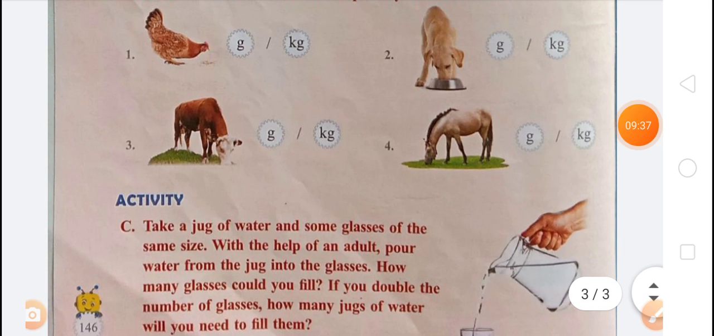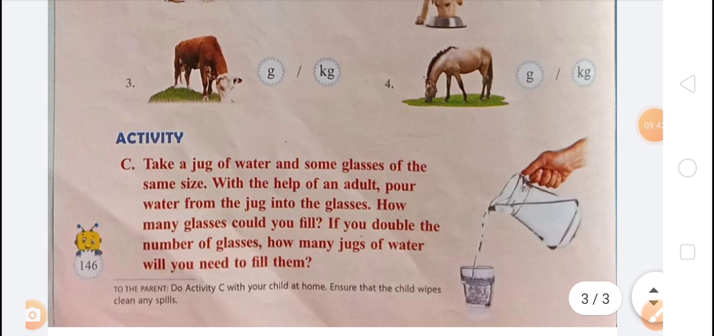Activity given here: take a jug of water and some glasses of the same size. With the help of an adult, pour water from the jug into the glasses. How many glasses could you fill? If you double the number of glasses, how many jugs of water will you need to fill them? You have to do this activity. Okay, thank you.